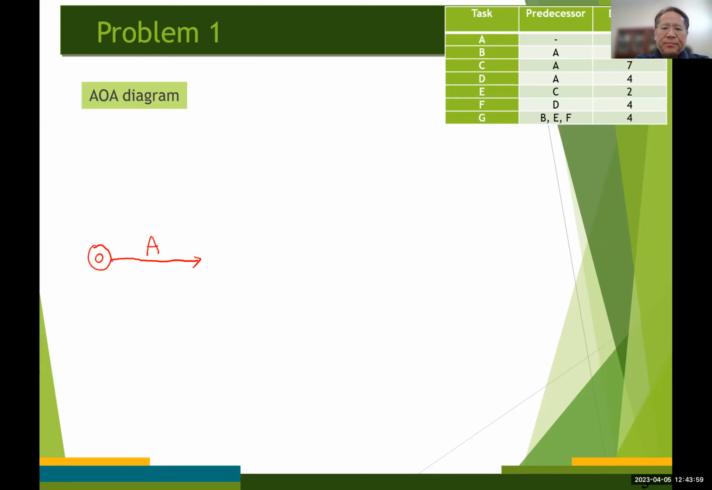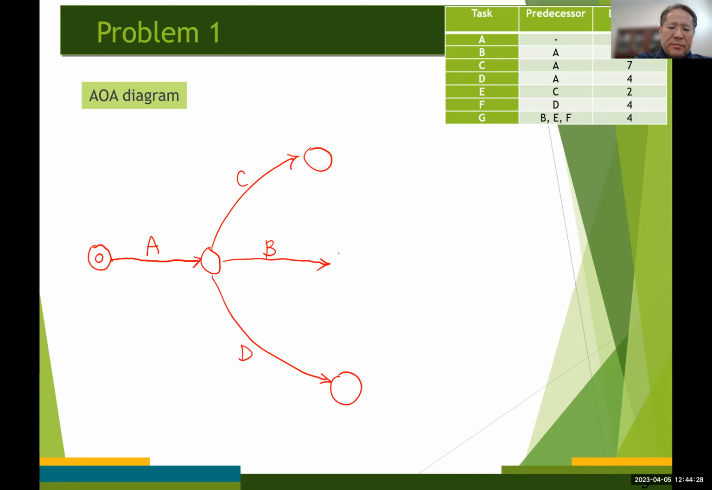And all three activities, B, C, and D, have a predecessor, which is activity A. So I'm going to have one go here. Let's say this is activity B. And then let's say this is activity C and activity D down here.